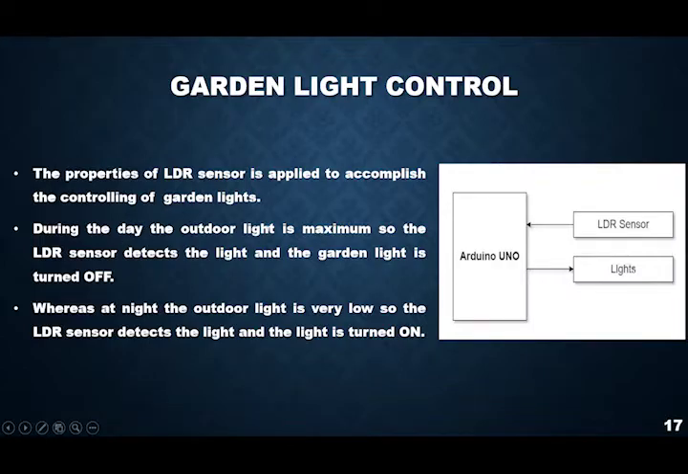During the day, the outdoor light is maximum. So the LDR detects the light and the garden light is turned off. As the light rays falling on the LDR sensor increase, the resistance also increases, which turns the LED off. Whereas at night the outdoor light is very low, so the LDR detects that and the light is turned on. As I said, in the night time the light falling on the LDR is very low, the resistance is very low, and the LED will glow.